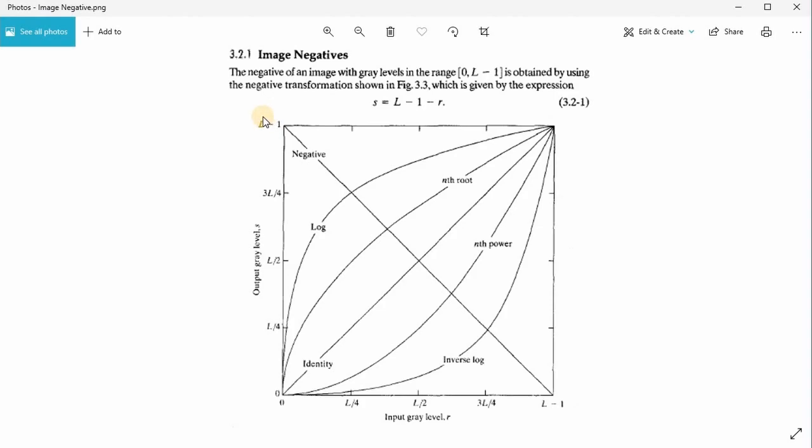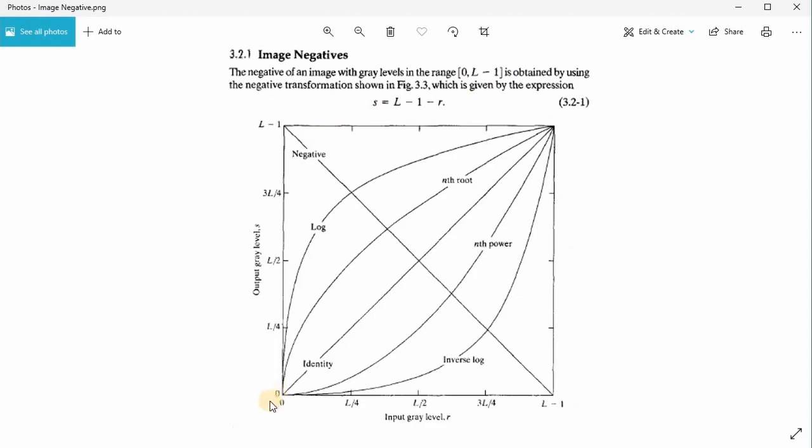For example, you have considered an 8-bit image. The pixel values range from 0 to 255. So we can say L equal to 256 because L equals 2 power 8 equals 256. So we have 0 to 255, that is nothing but 0 to L minus 1. It is the range of a pixel.